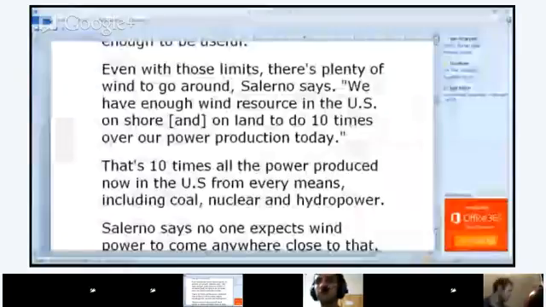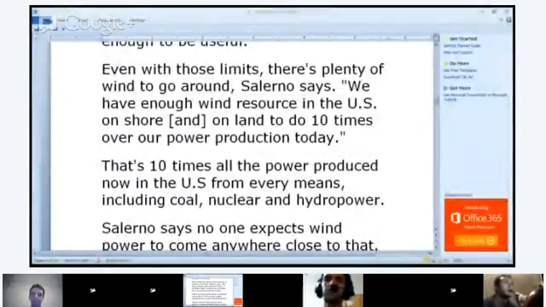Pablo, could you read this, please? Yes. Even with those limits, there is plenty of wind to go around, Salerno says. We have enough wind resource in the U.S. onshore and on land to do 10 times over our power production today. That's 10 times all the power produced now in the U.S. from every means, including coal, nuclear, and hydropower. Okay, so could I get people to put that information in their own words? Pablo, if you want to, but that's a pretty amazing statistic, if it is true.